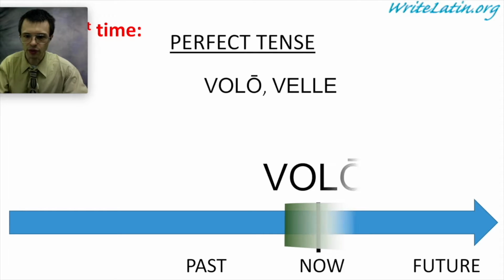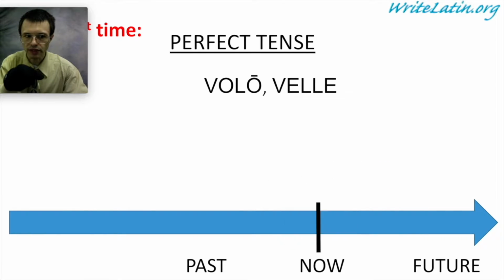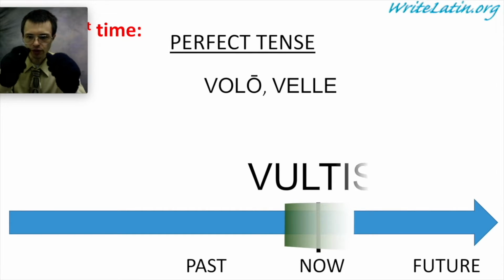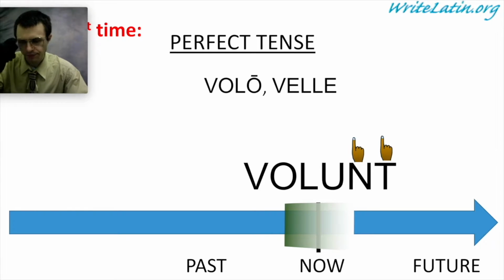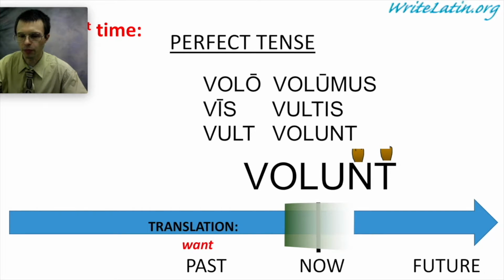So here's how it goes. Volo, I want. Vis, you want. Vult, he, she, it wants. Volumus, we want. Vultis, y'all want. Volunt, they want. So that's how that one goes. Volo, vis, vult, volumus, vultis, volunt. And the translation is want. Someone wants something or wills something.